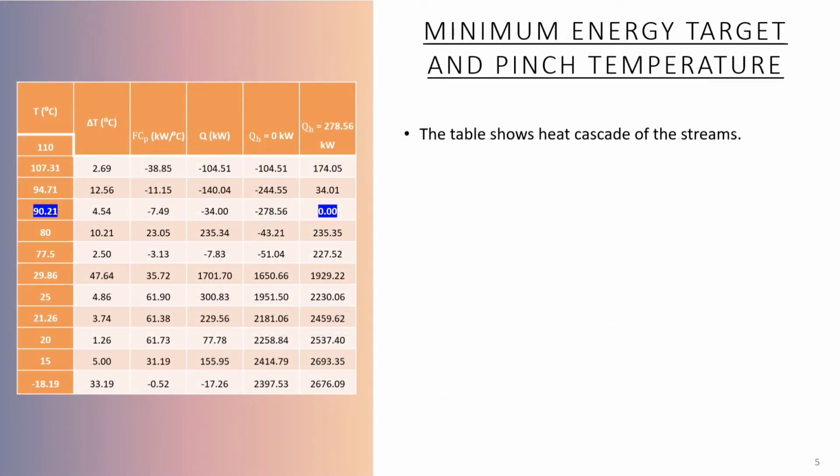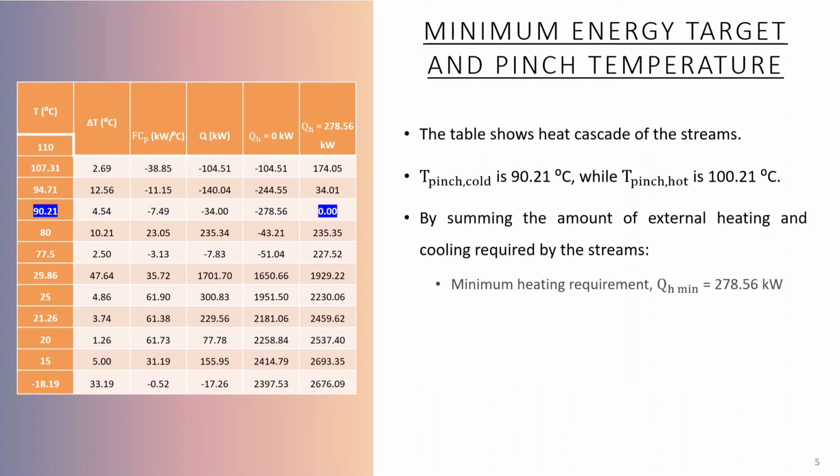The table shows heat cascade of the streams. The highlighted zero value of enthalpy, indicating that there is no energy flow, is the pinch temperature for cold stream, which is 90.21 degrees Celsius, whereas the pinch temperature for hot stream is 100.21 degrees Celsius, adding 10 degrees Celsius of the T minimum.